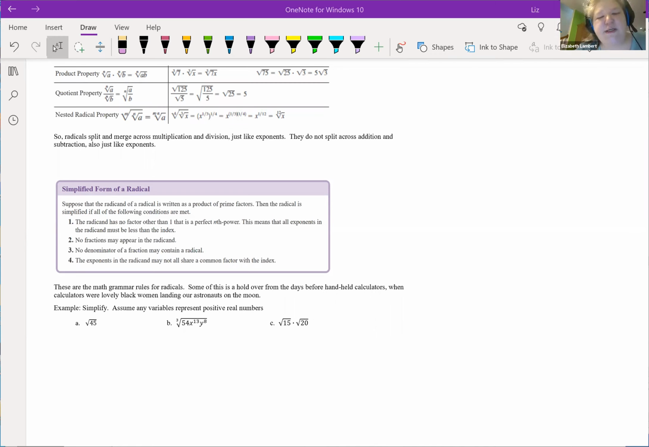These rules are extremely antiquated. They are a holdover from the 50s and 60s when we were putting astronauts into space and landing them on the moon when we didn't have handheld calculators.